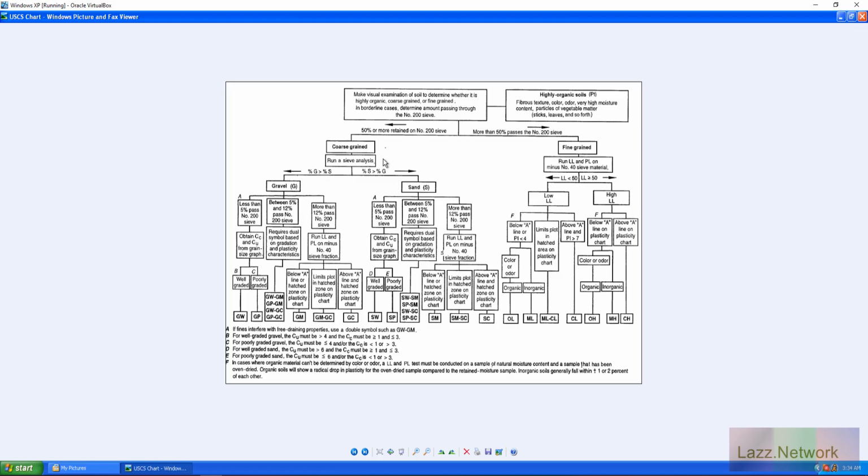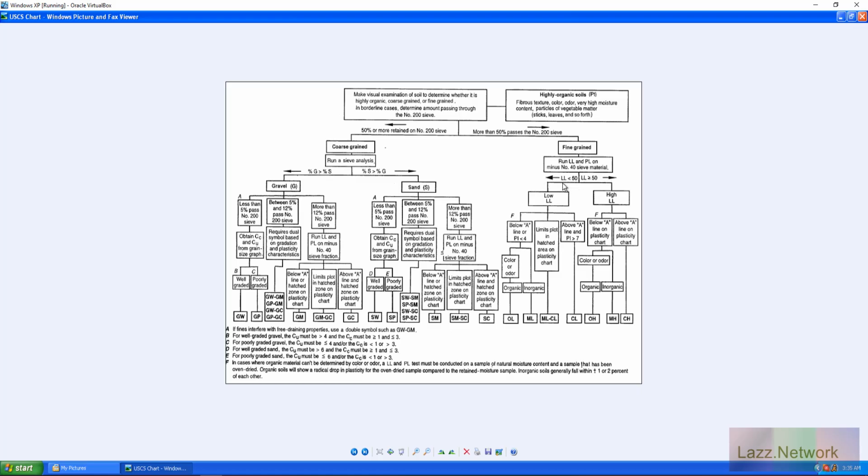So kind of like how this is considered coarse grained, now this is considered fine grained material. If it's more than 50%, you should always run your Atterberg limits. So you're going to run an LL/PL, which is your liquid limit and plastic limit, on material passing your number 4 sieve. And then from there, it depends on where your liquid limit is going to be at.